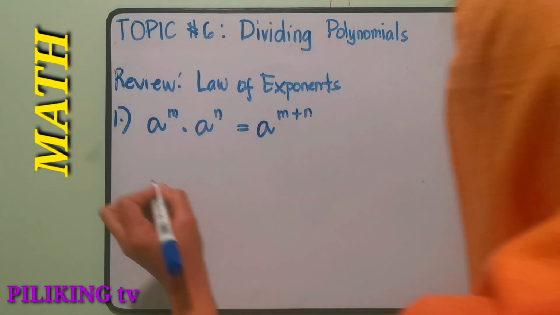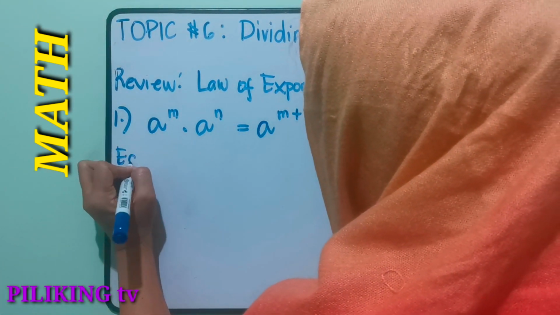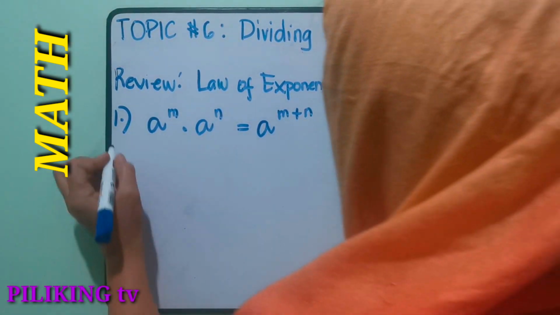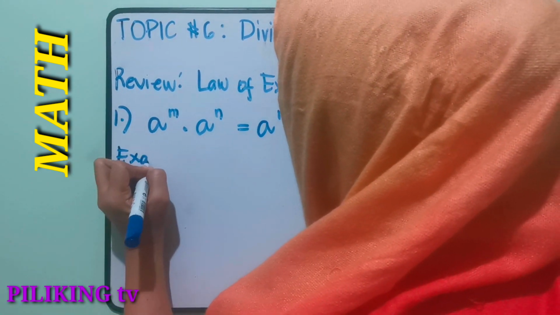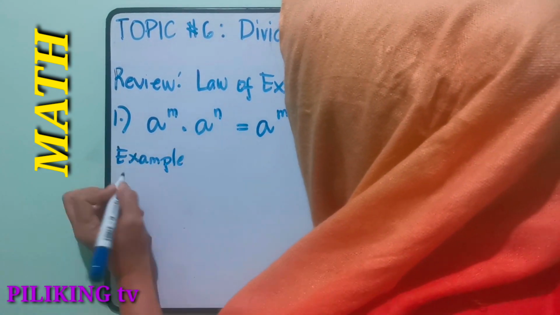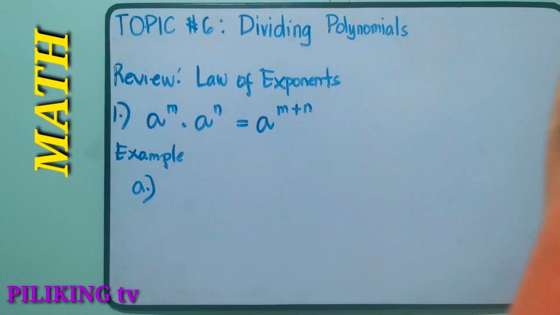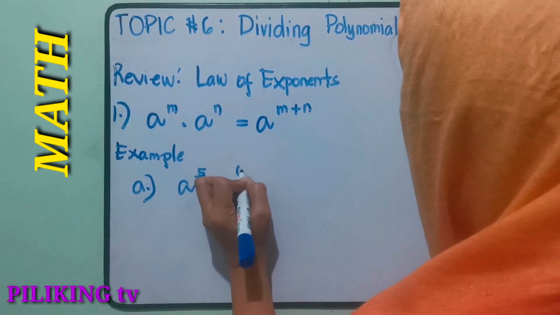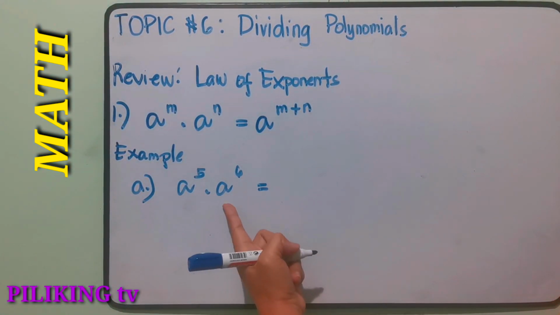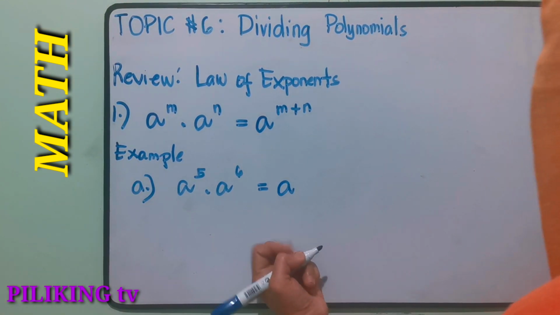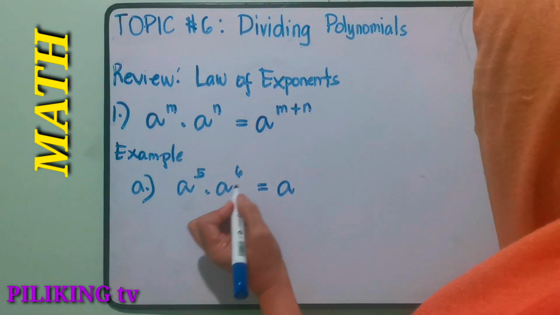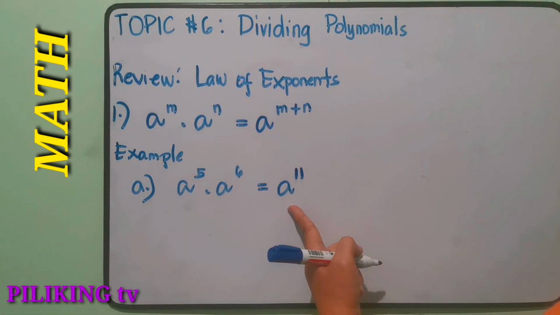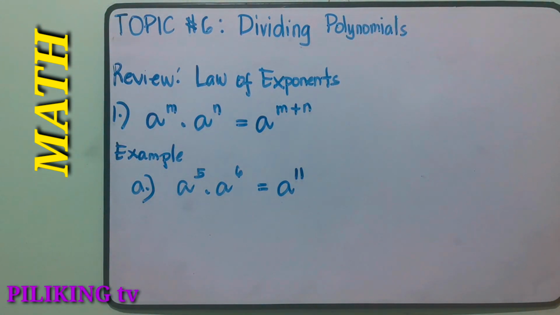Okay, so let's have an example, letter A. If we have a raised to 5 times a raised to 6. Again, since they have the same base, you just copy their common base and add 5 and 6. So 5 plus 6 is equal to 11. Therefore, the answer is a raised to 11. Okay, next.